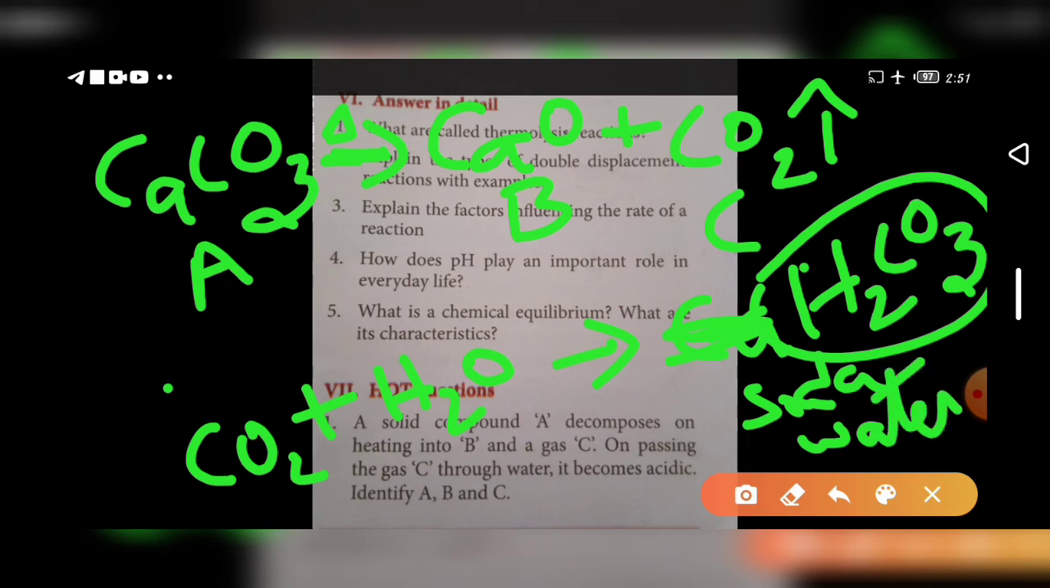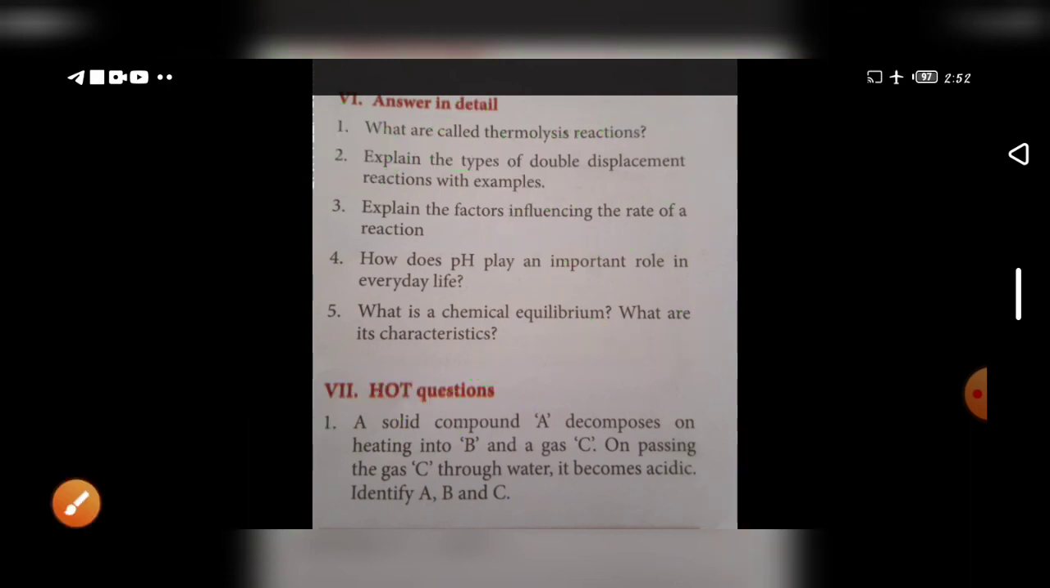So A is calcium carbonate. After this equation, the second equation you write down. After you write down, A is CaCO3, B is CaO, that is calcium carbonate, calcium oxide, and C is carbon dioxide. You must write these two equations. After that, you write A, B, C in your note. Okay, students, next question we will see.